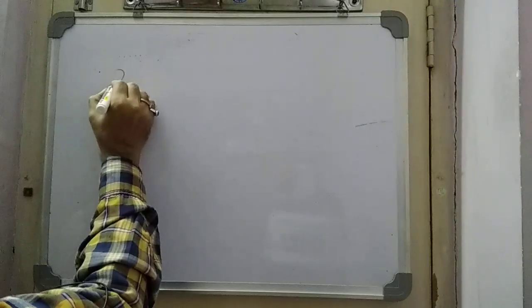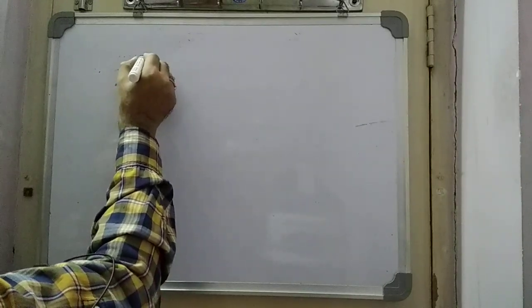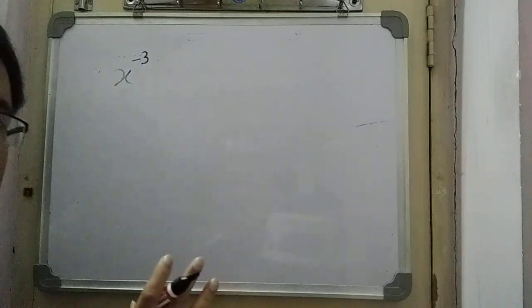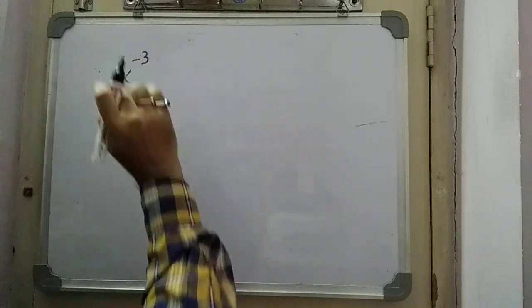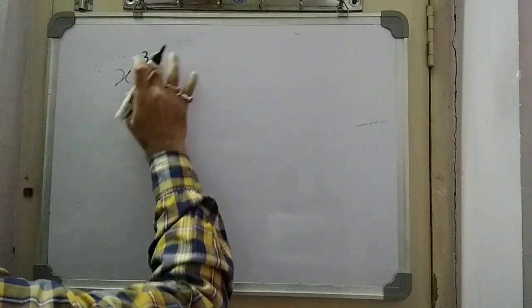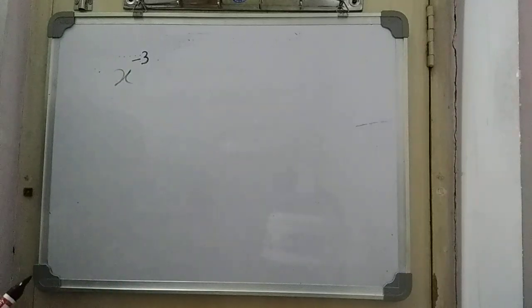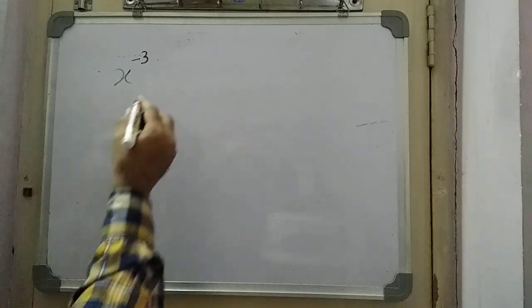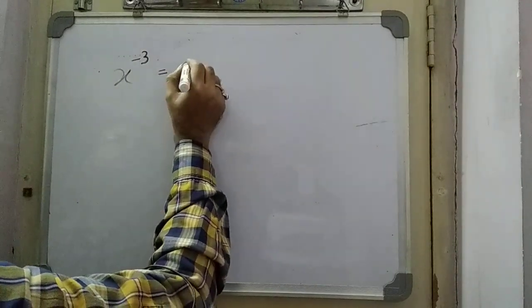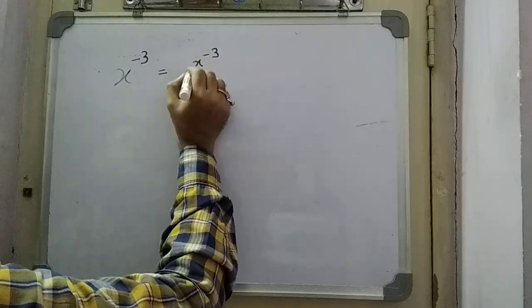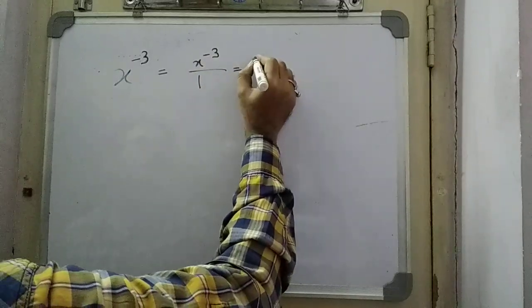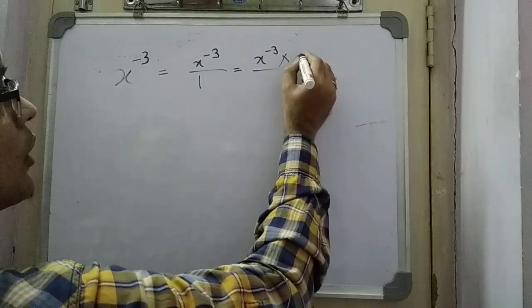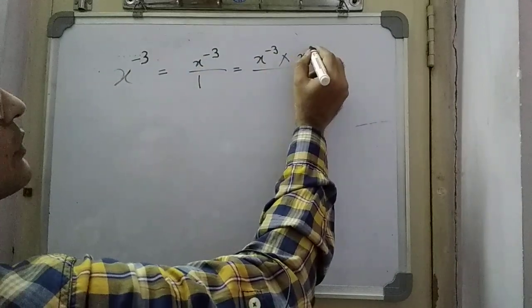Now we'll try to find out x to the power minus 3. We considered only positive integer exponents, and 0 we have seen, but now it is a negative integer. So for a negative integer we may think of it like this: multiply numerator and denominator by the positive of this exponent.